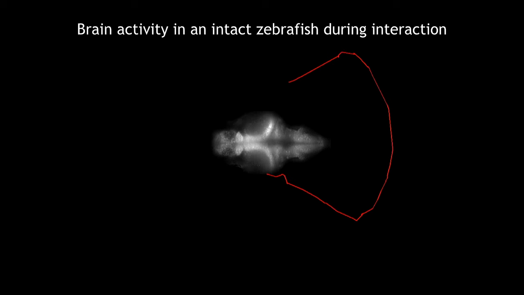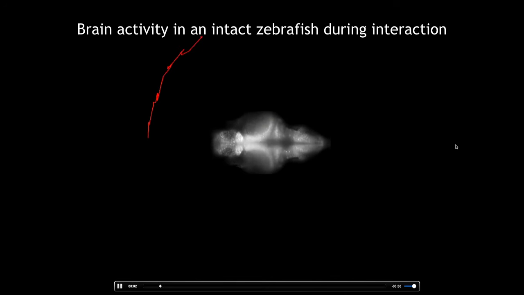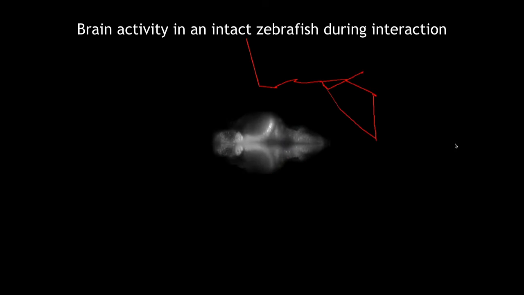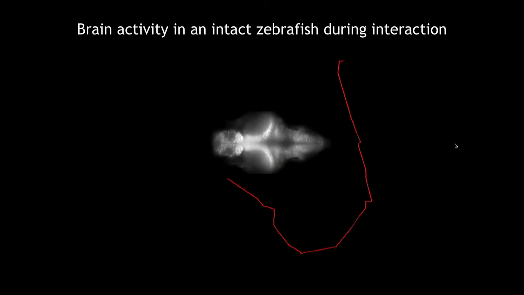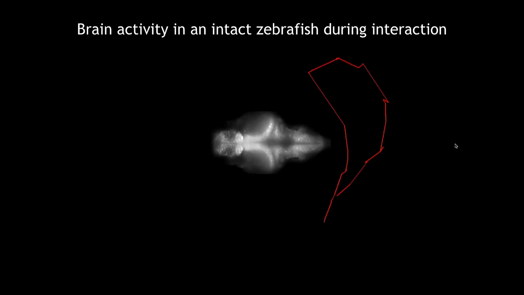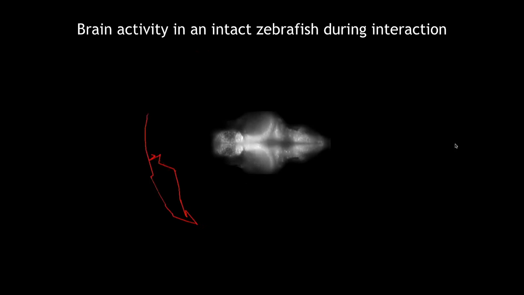So I'm going to run the video. Let's see whether the image, this is raw data, it's not treated data. So you can maybe see. You can already imagine the correlations between the position of the other animal and where in the brain gets active. This is normal epifluorescence. We can do better, but this is just to show to you.